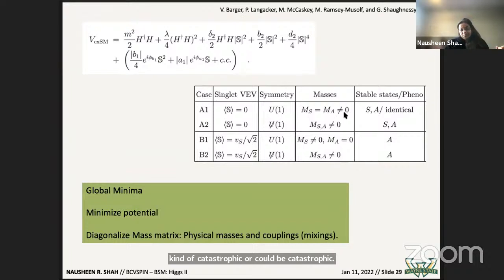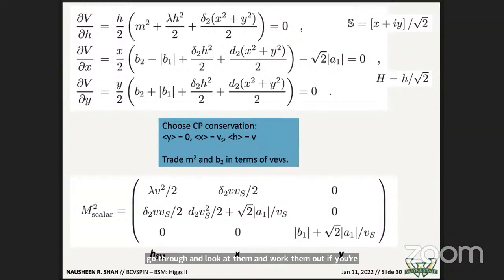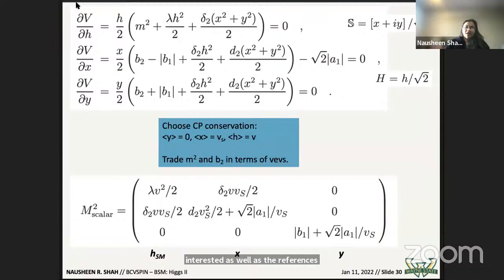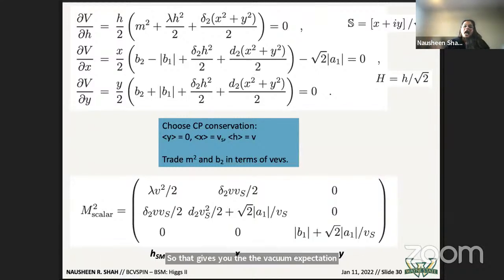And then you minimize the potential and you diagonalize your mass matrix, so you actually end up getting the physical masses and the couplings, which are related to the mixings of these different states. So I'm not going to go through the formulas here, but I've put them down here, and I hope that you can go through and look at them and work them out if you're interested, as well as the references. But basically, like I said, you minimize. This is simple, you can minimize the potential by taking the derivative of this with respect to the different fields in here. So that gives you the vacuum expectation value for each one of these.